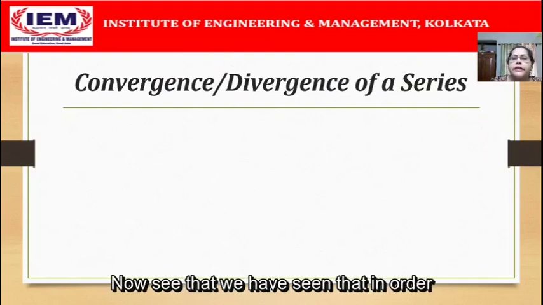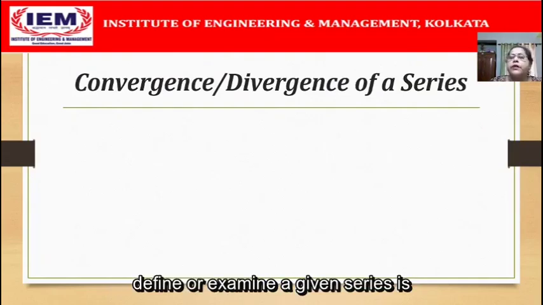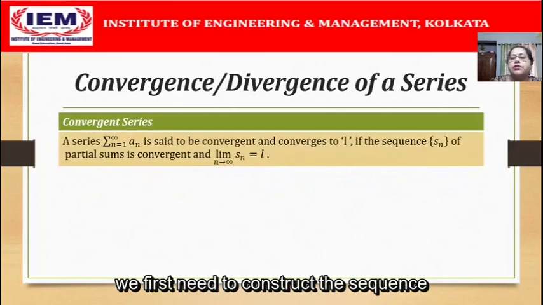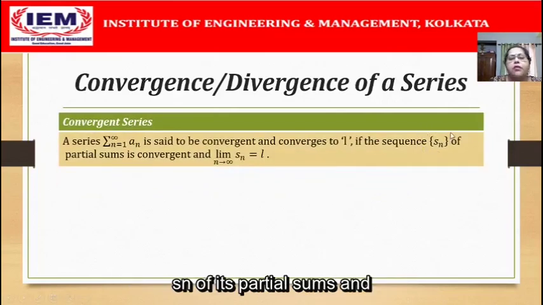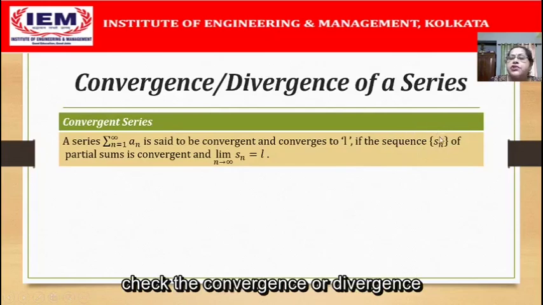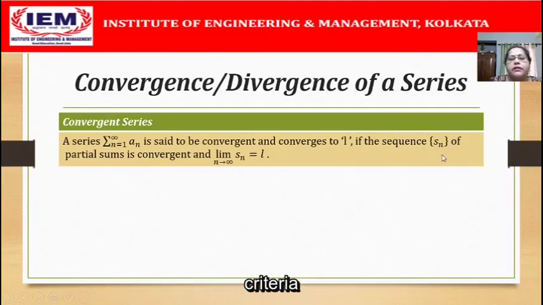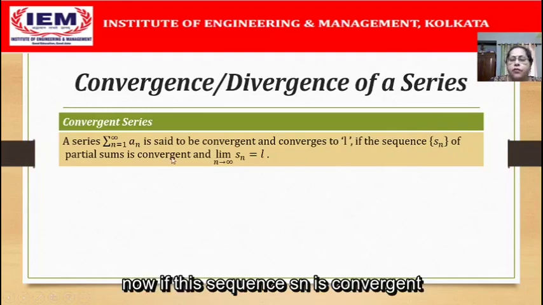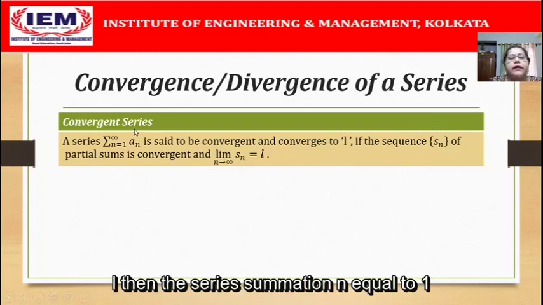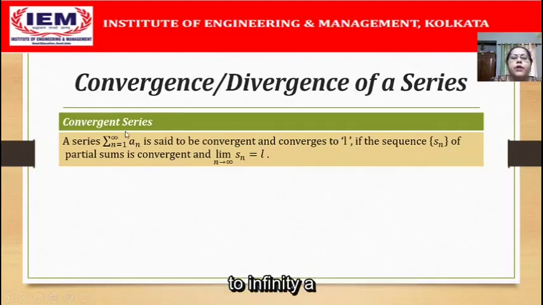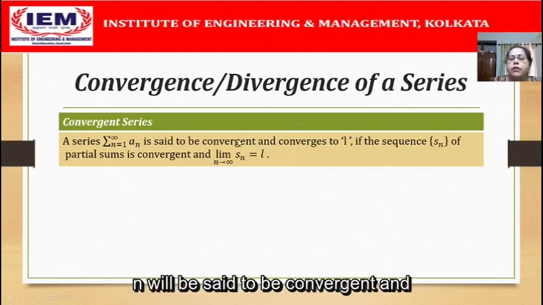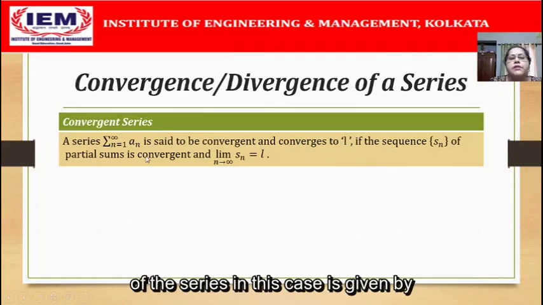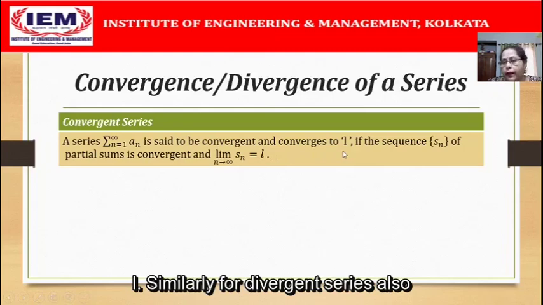We have seen that in order to examine whether a given series is convergent or divergent, we first need to construct the sequence Sn of its partial sums and check the convergence or divergence of this sequence. If this sequence Sn is convergent and converges to a limit L, then the series summation n equal to 1 to infinity An is said to be convergent, and it converges to L. In fact, the sum of the series in this case is L.